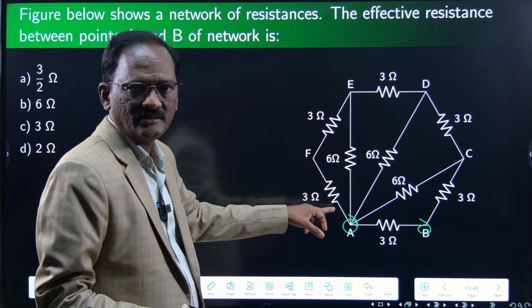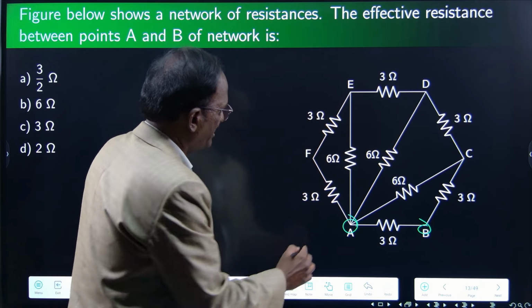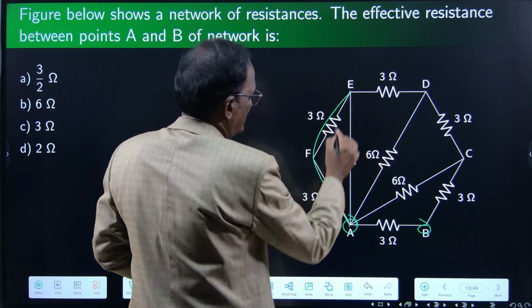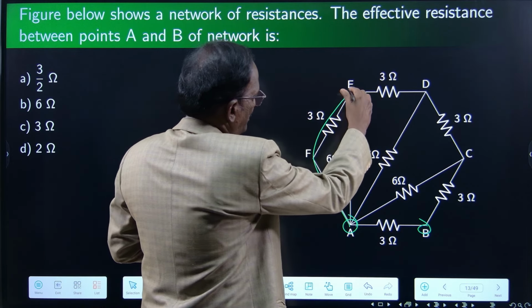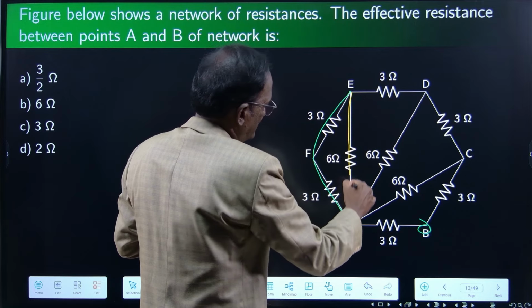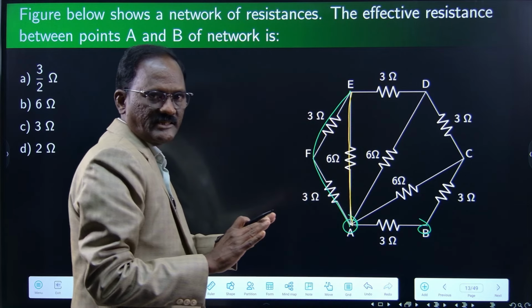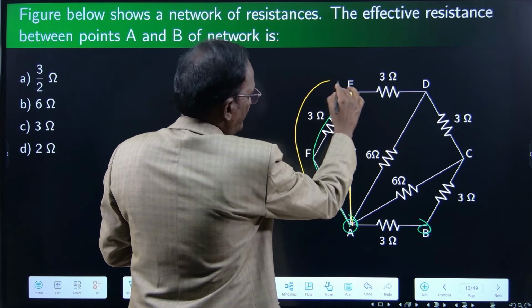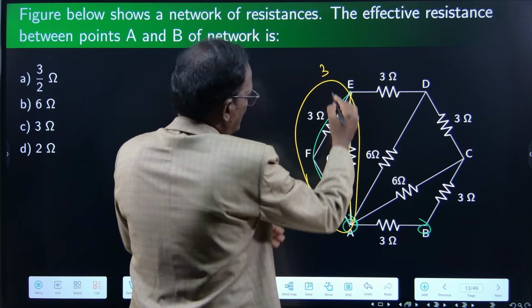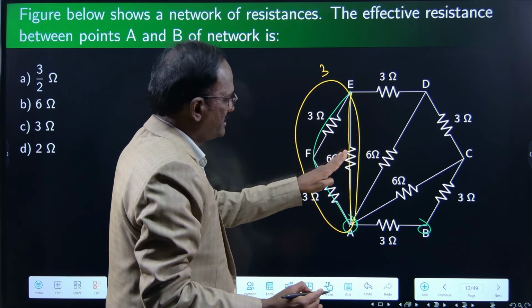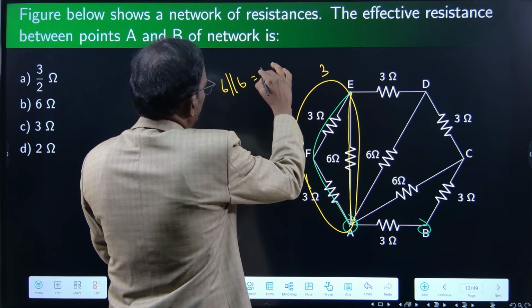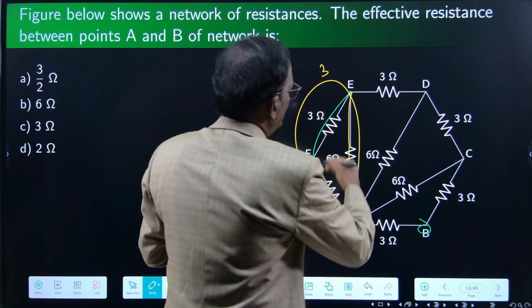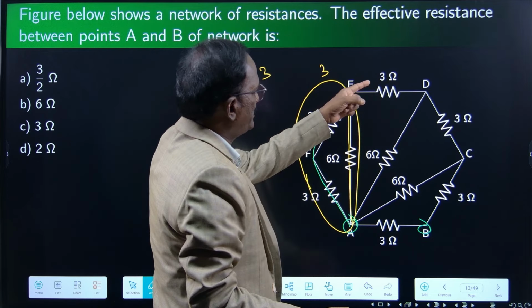3 plus 3, 6 ohms. See, between A and E, they are in series. 3 plus 3, 6. The 6 is coming in parallel with this 6. 6 into 6, equal value, so this will be giving 3. 6 parallel with 6 is equal to 3. Then this 3 will come in series. 3 plus 3, 6.